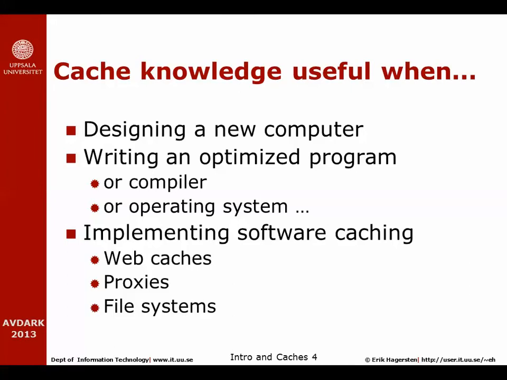So, of course, cache knowledge is useful when you design a computer, but it's also, as you will see later on, very important to understand when you would like to write optimized programs, or writing a compiler, or for that matter, to get an operating system to work at all. We really have to understand how the caches work. There are other places than computer architecture where you use caching techniques. So web caches, proxies, file systems, and so on are also examples of caches. And some of the techniques we talk about in this lecture could also be applicable there as well.